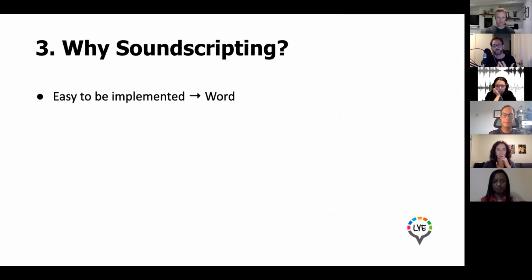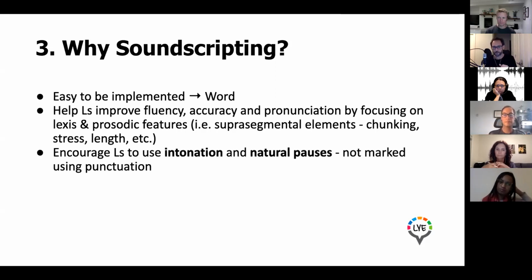Why? Because they're focusing on lexis, they're focusing on language, they're focusing on prosodic features. And by that, I mean suprasegmental elements: chunking, length, stress, tone, intonation. What else? This tool is particularly useful for those students who are not very familiar with the notion of intonation for conveying importance and lengthening of words.